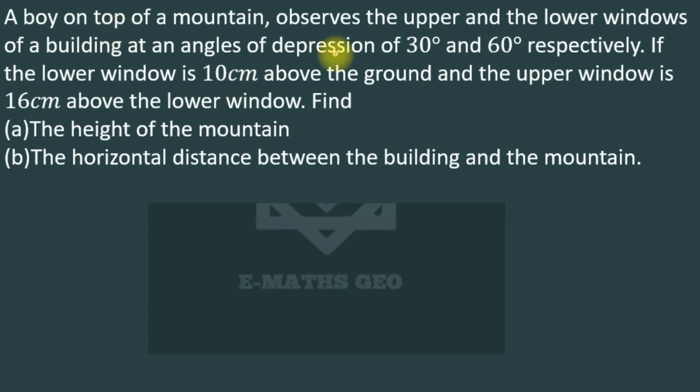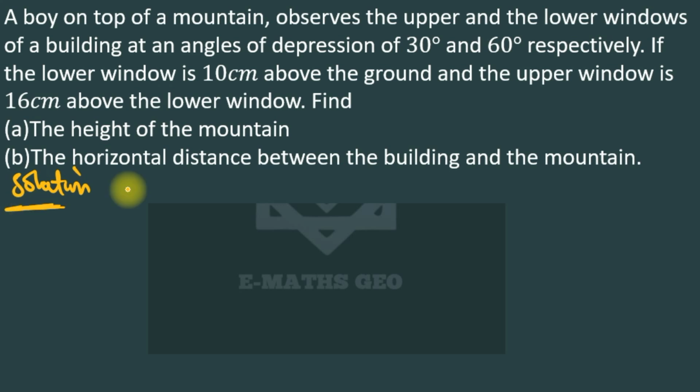A boy on top of a mountain observes the upper and the lower windows of a building at angles of depression of 30 and 60 respectively. If the lower window is 10 cm above the ground and the upper window is 16 cm above the lower window, we are asked to find the height of the mountain and the horizontal distance between the building and the mountain. So this is a question on angle of elevation and depression.